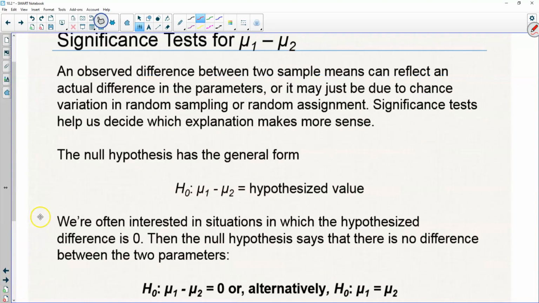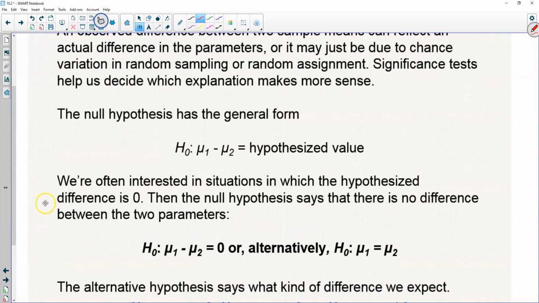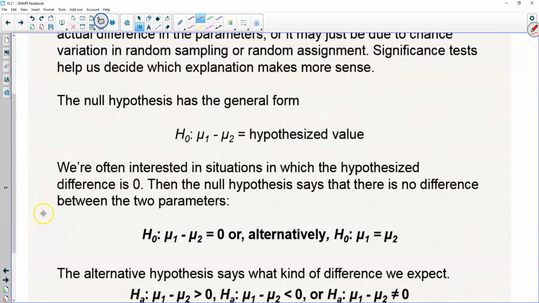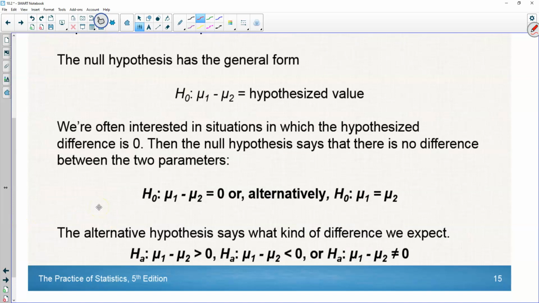So now let's look at what we need to do for a significance test for mu1 minus mu2. Our null is always going to be mu1 minus mu2 equals some hypothesized value. Most of the time it's going to be mu1 is equal to mu2. So remember, I'm going to rewrite these alternative hypotheses as mu1 is greater than mu2, mu1 is less than mu2, or mu1 is not equal to mu2, just for simplicity's sake, but you can certainly use them with the zeros as they have indicated there.